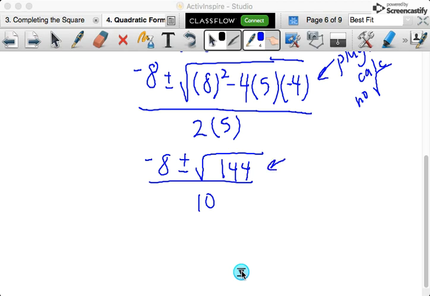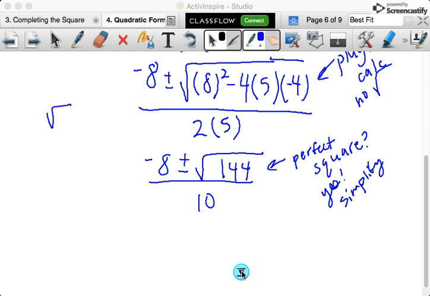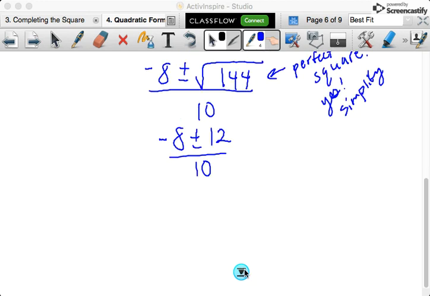What I should do is check, is this a perfect square? If the answer is yes, then simplify. So in this situation, 144, I can take the square root of 144, and this equals plus or minus 12. So what I can say is this is negative 8 plus or minus 12 divided by 10. Then I need to write my answer as two separate answers, so x equals negative 8 plus 12 divided by 10, and x equals negative 8 minus 12 divided by 10.